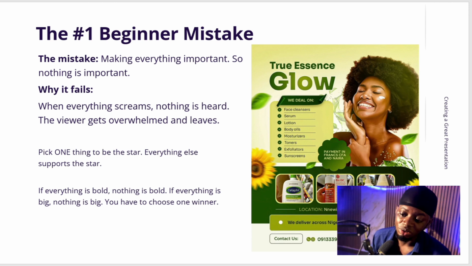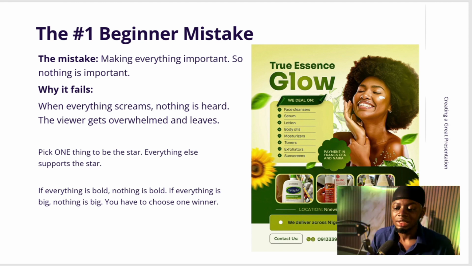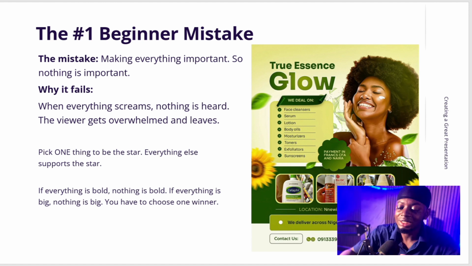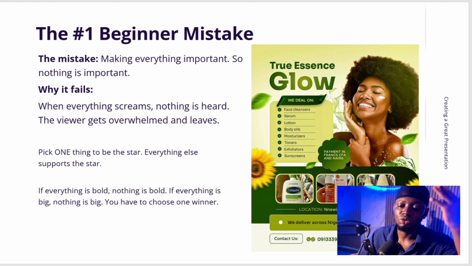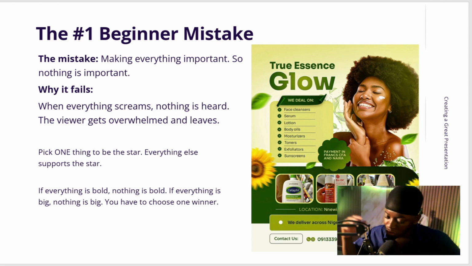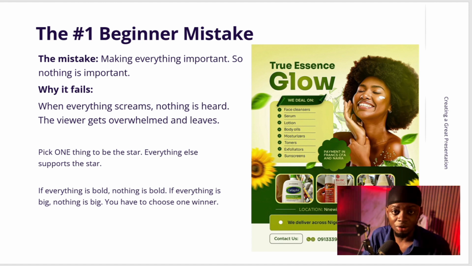According to the flyer you are seeing on the design, we have True Essence Glow. True Essence Glow is the first thing to see, and the lady. Then when you see it, it moves you to want to see their services. Just imagine everything is big. You don't even know the one you want to read. I saw a flyer on Facebook and I was very disappointed as everything is so jam-packed, everything is just big. They want everything to be big. No, that's not how design works. Pick one thing to be the star.